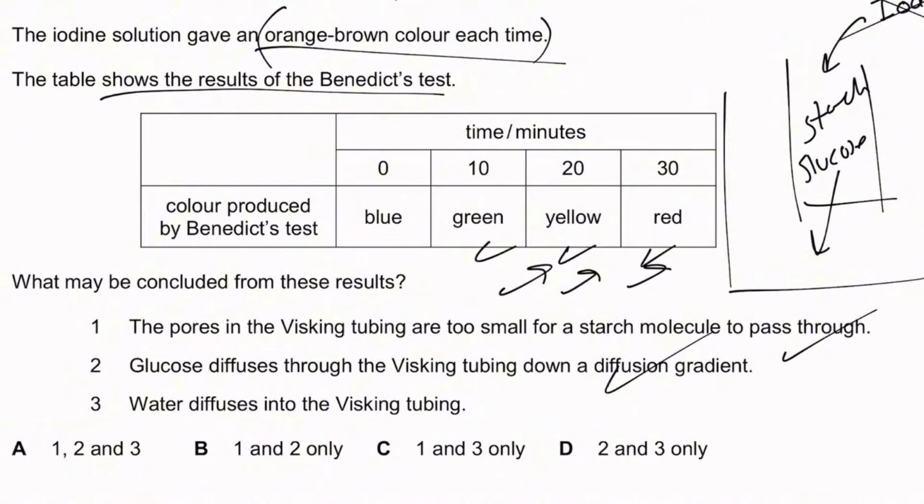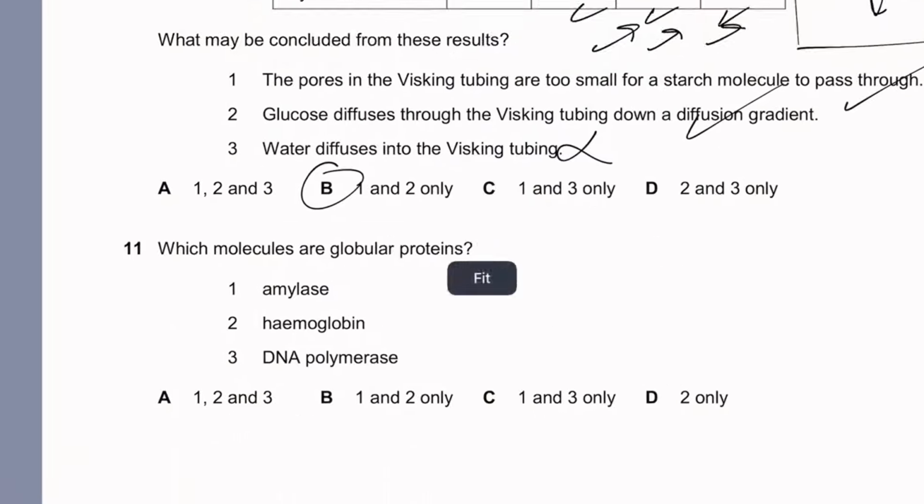Okay, glucose diffuses from the dialysis tubing down a diffusion gradient, exactly, which is why the concentration keeps increasing after time. Water diffuses into the dialysis tube. Actually, this is definitely not concluded by the reaction, and because glucose is leaving, I don't see why water would be moving in. So no, this is not concluded by the results. It's 1 and 2 only, which is B.